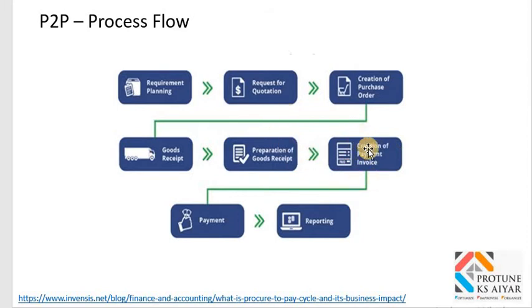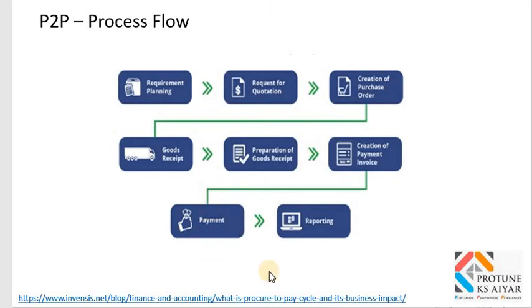On the basis of this GRN and the vendor invoice, it got posted in the system by my accounts payable executive. And on the basis of the invoice posted in the system, a payment was made by the bank executive or the treasury executive.